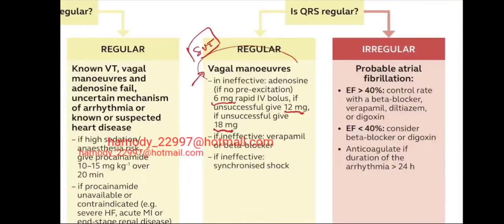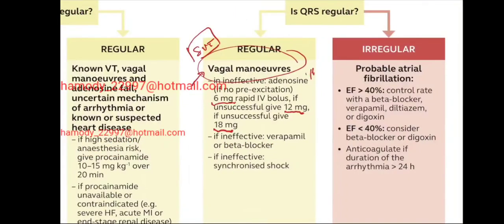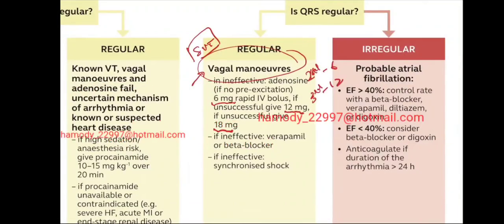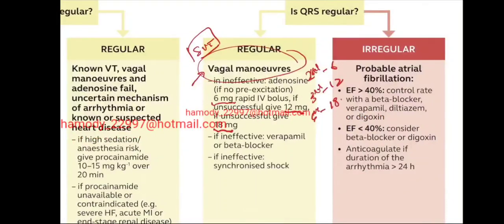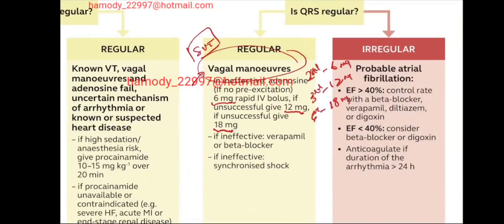So what we're doing: the first step is the vagal maneuver. The second step is giving 6 mg. The third step is giving 12 mg. The fourth step is giving 18 mg. It has remained the same, no changes.